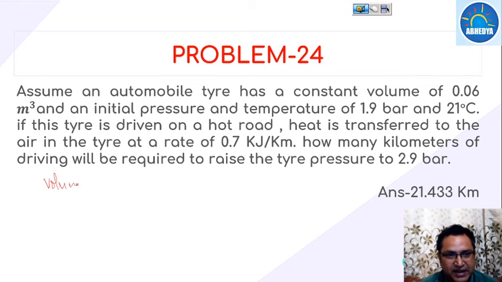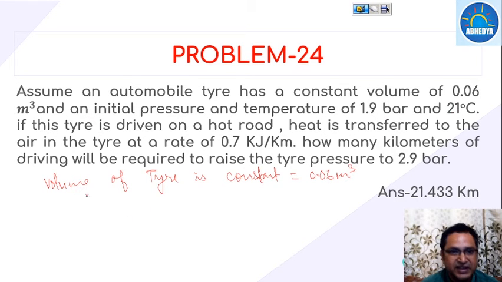So the volume of the tire is constant, and this is equal to 0.06 meter cube, and the initial pressure and temperature are 1.9 bar and 21 degrees centigrade. So the initial pressure is 1.9 bar and the initial temperature is 21 degrees centigrade, that is 273 plus 21, that is 294 Kelvin.